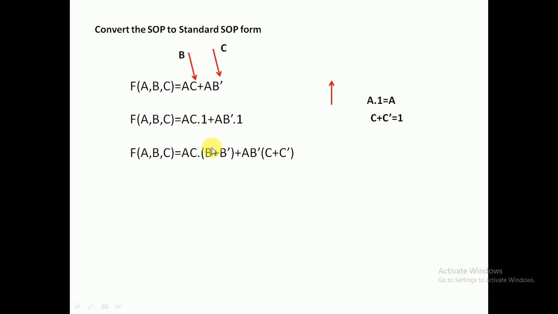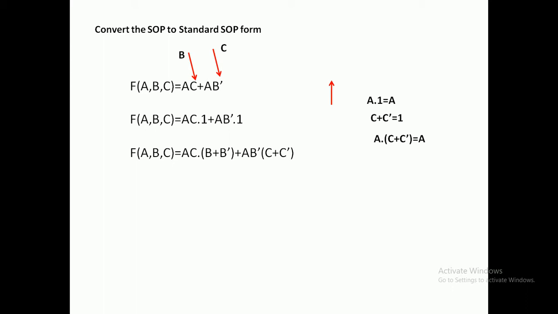You have to write the corresponding b plus b dash or a plus a dash mapped with the missing character. Don't write a plus a dash because a is already in this term, and you should not write c plus c dash because c is already there. So you have to write whatever variable is missing in the term. Here it is missing b, so I am writing b plus b dash. Here it is missing c, so I am writing c plus c dash. After that simply apply the distributive law.